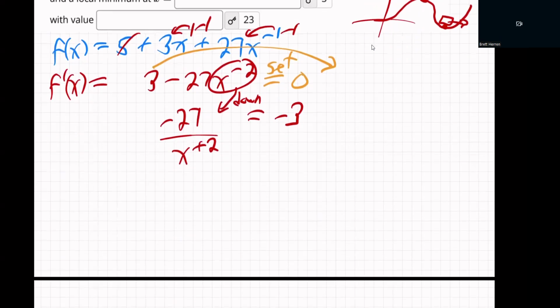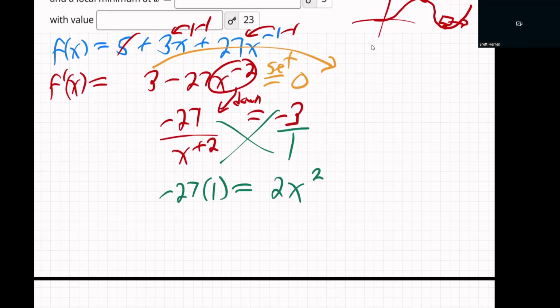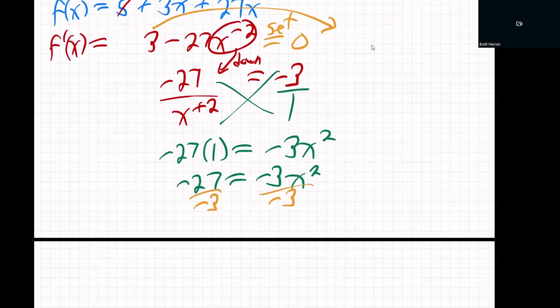So we get to here, and now how are we going to solve? Well, I would suggest putting this over 1 and go diagonal, cross multiply. So we get minus 27 times 1, and minus 3 times x squared. Right, good? So this is just minus 27, this is minus 3x squared. We're getting close. Divide by minus 3. We have got positive 9 is x squared. Look at that. We're almost there.